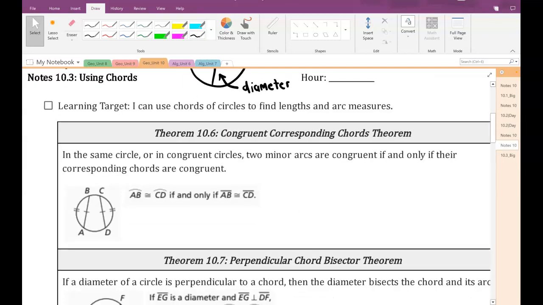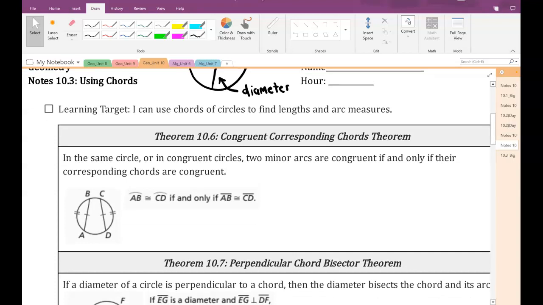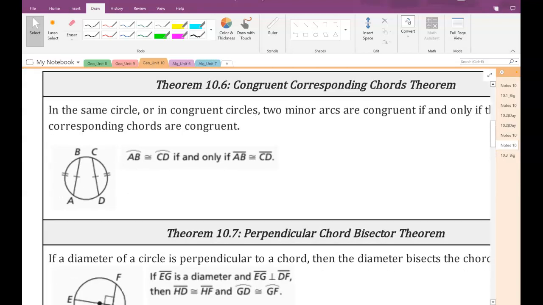So here are our theorems. We had 3 of them, and then we'll have another one on the back page. Congruent corresponding chords, which, if you haven't figured out by now, a lot of the times the names give away what we're going to be doing with these. So congruent corresponding chords, there's probably going to be some congruent chords that are matching up on the diagram.